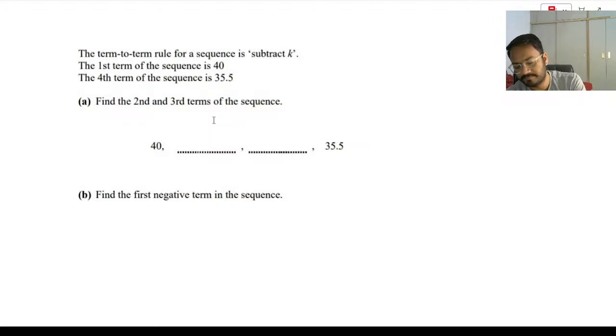So keep solving and give me 1 minute. I'm just having some water. Till then you can solve and get the answers.